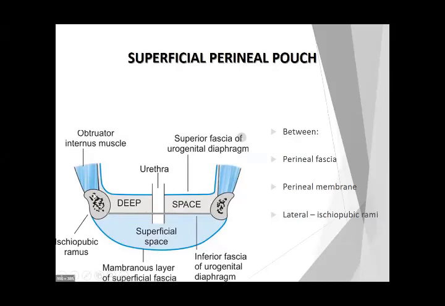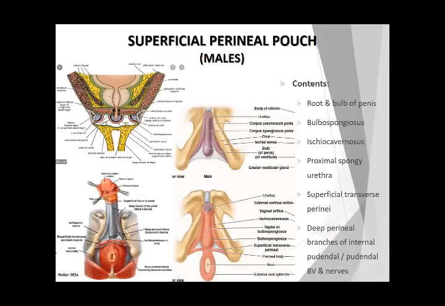Laterally, you have the ischiopubic rami. Superiorly is the perineal membrane and inferiorly is the perineal fascia here. So this space is the superficial perineal pouch or superficial perineal space, whatever you want to call it. These perineal spaces are extremely important from your practical point of view and your examination point of view.